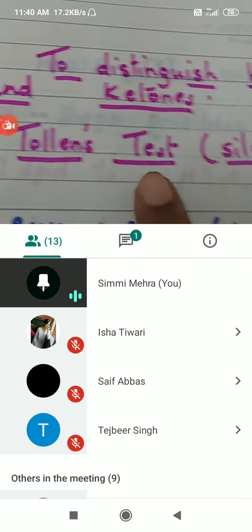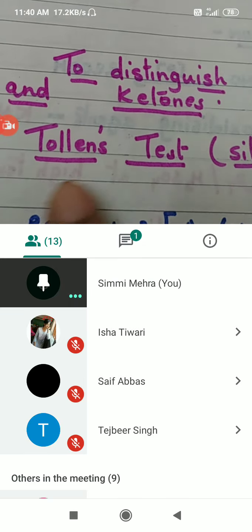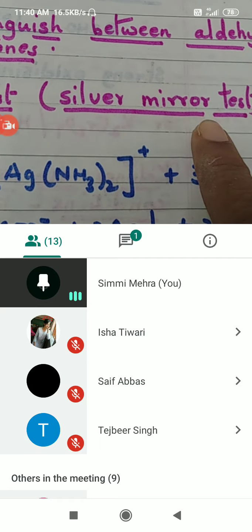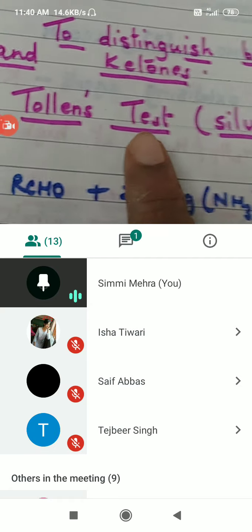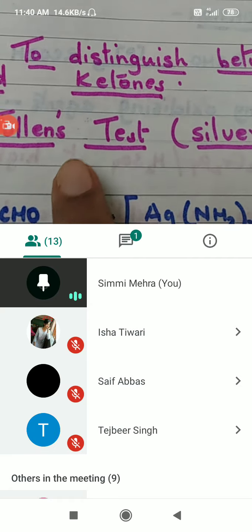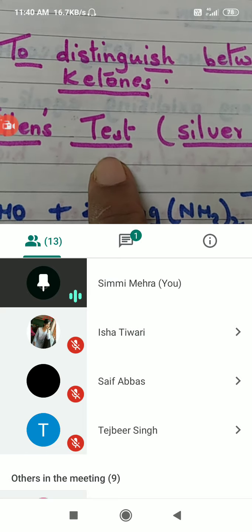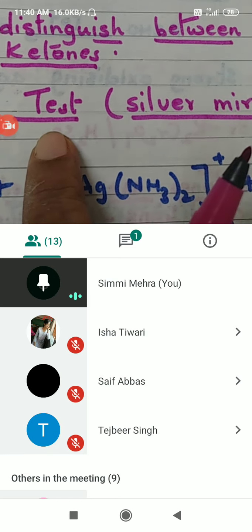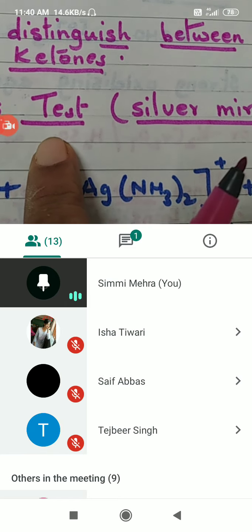Now let us see the Tollens test. The first test is known as the Tollens test, that is, the silver mirror test. It is also known as the silver mirror test. Now what is the Tollens test? And what is Tollens reagent? For this test we use Tollens reagent, that is, ammoniacal silver nitrate solution.